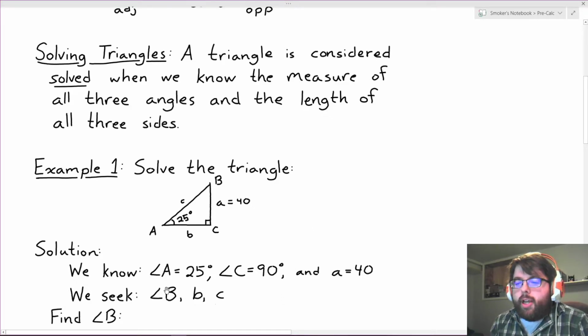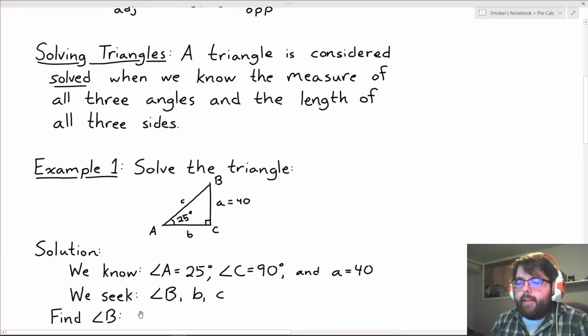Sometimes it might make more sense to start with certain things to help you find other things. There's something else to go into with that. But you can pretty much go in any order, as long as there's not some reason you can't. Does that make sense? So you wouldn't have to start by finding angle B.